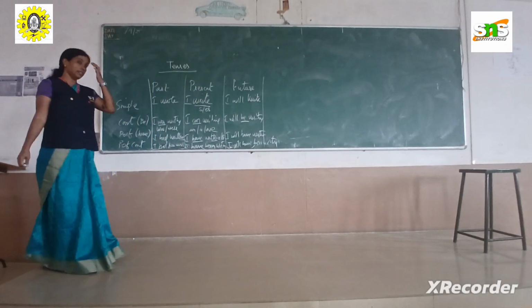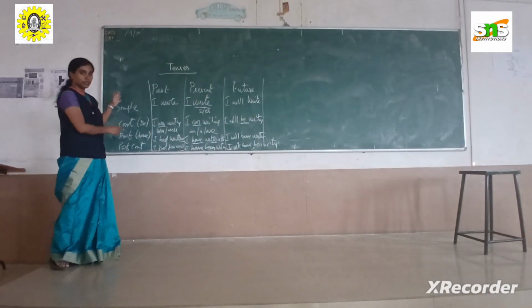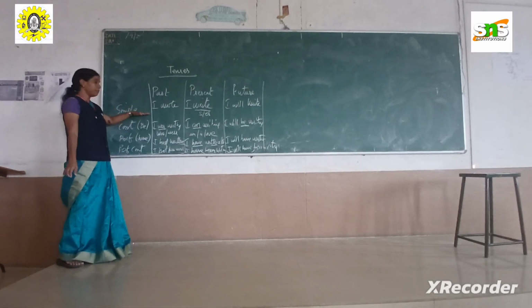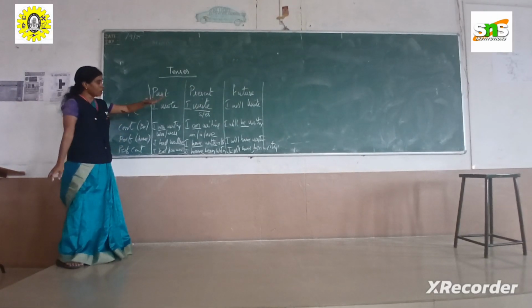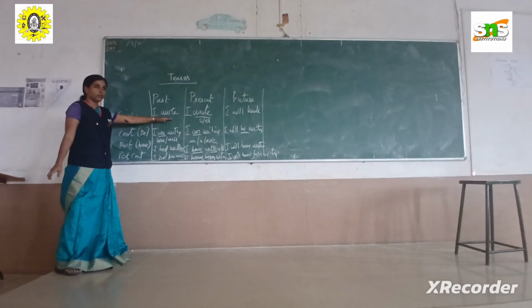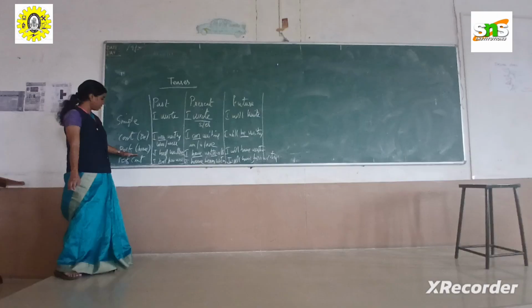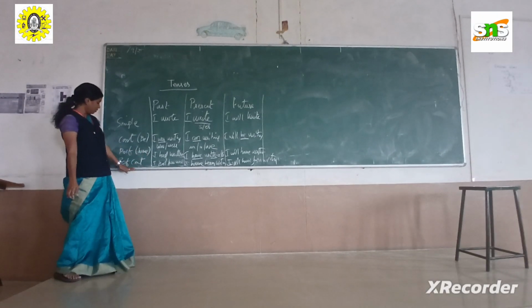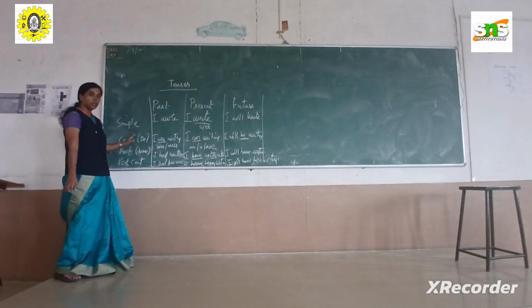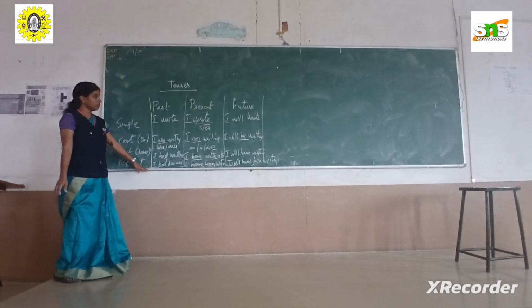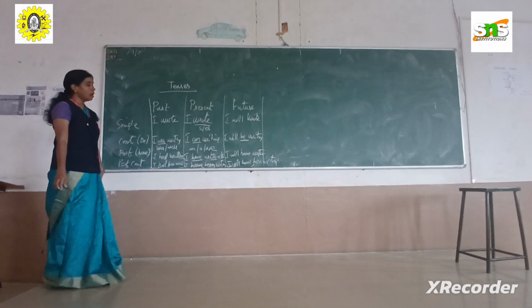So learning tense is not a big task. It is not a difficult one. All you have to understand is that in simple tense, for all the tenses, we use only the base verbs. In continuous tense, we use be verbs. In perfect tense, we use have verbs. And if it is a perfect continuous tense, a combination of continuous and perfect, we use both. This is a small table of how to use them.